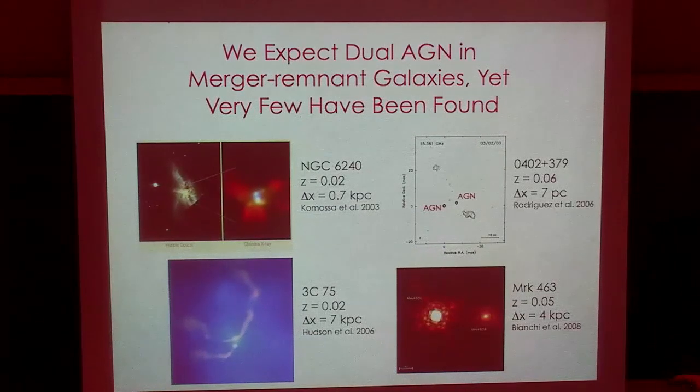And perhaps the most famous one is NGC 6240. This is a nearby merging galaxy, and the Chandra image of the center of the galaxy here shows these two blue peaks that correspond to two AGN separated by about a kiloparsec. All of these systems were discovered by chance. They're all at very low redshifts: 0.02, 0.06, 0.05. And they were all confirmed as dual AGN through detection of the two AGN sources, either in X-rays or in radio.